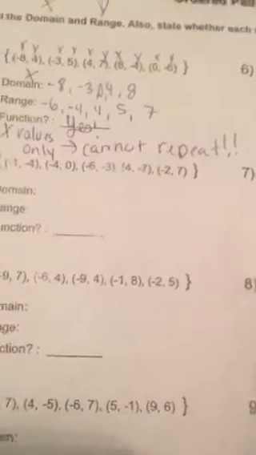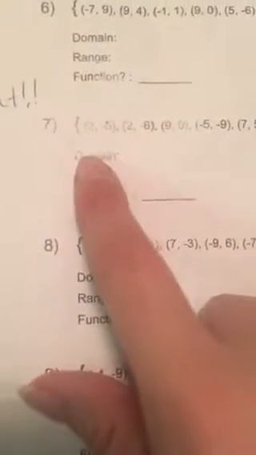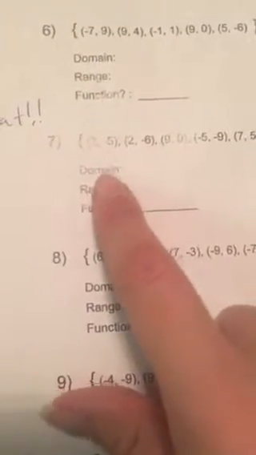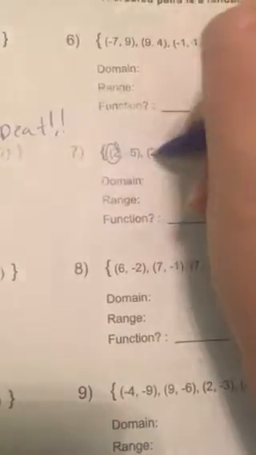Okay, now, it's the same thing for all of these, so I'm not going to do too many more examples, but just looking at this one, again, my domain determines whether or not I have a function. And right away here I see, oh, x is 2 again. That can't happen with a function. So right away I know I can put no because my x value repeats.